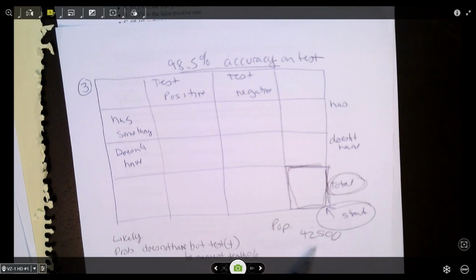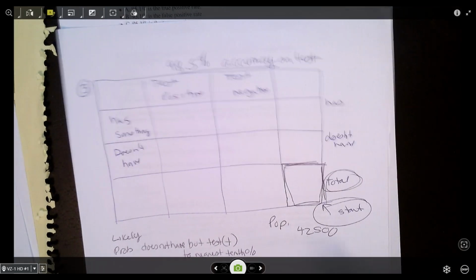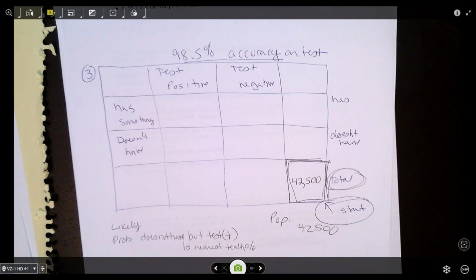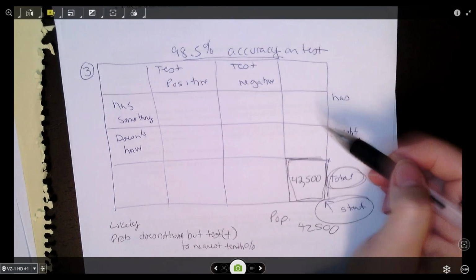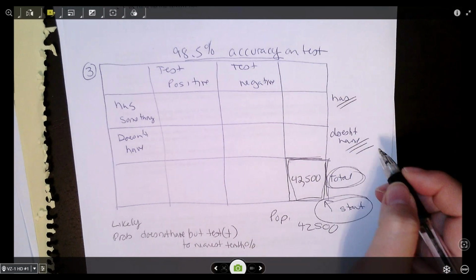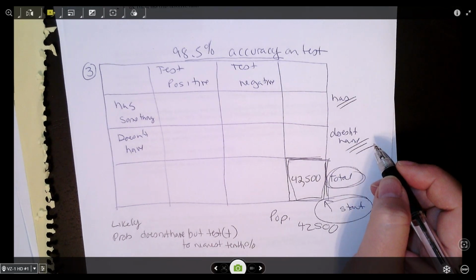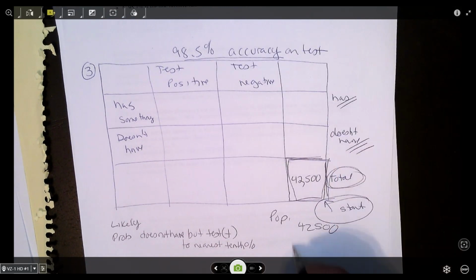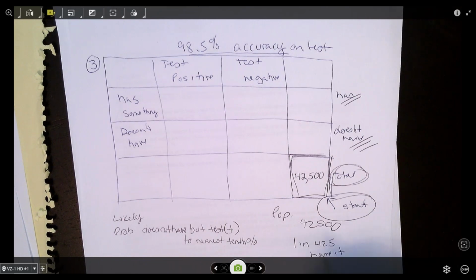So you start with your population, 42,500. That's where you start every time. Then you need to fill in this last column with how many they think have it and how many they think don't have it. Somewhere they have to provide you with information on one of these, and then you can subtract to get the other. Now they said 1 in 425 have it. So that means we have to divide this by 425 to see how many have it.